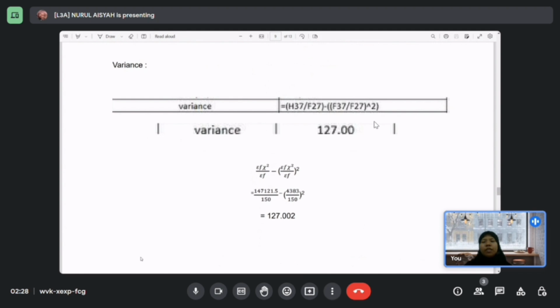For the variance, we have a square. So total frequency times variable squared over total frequency, minus the mean, the same as the first one. But we have to do a bracket and square. So the answer would be like 127.002.